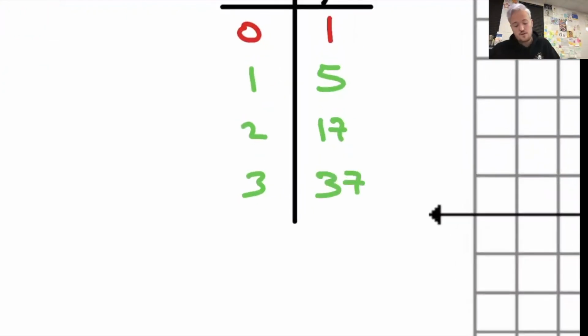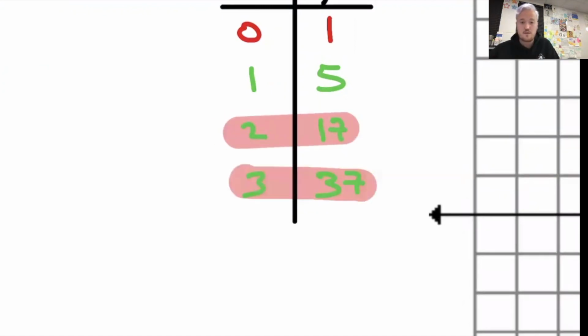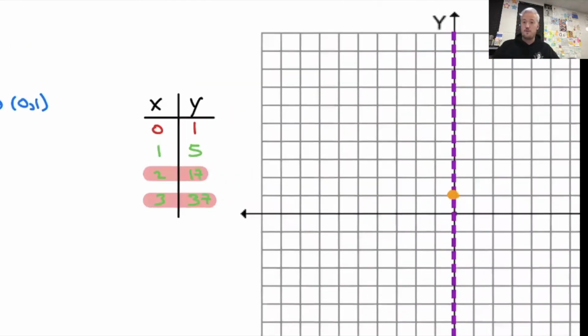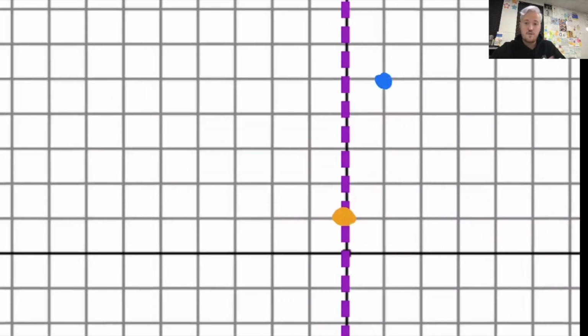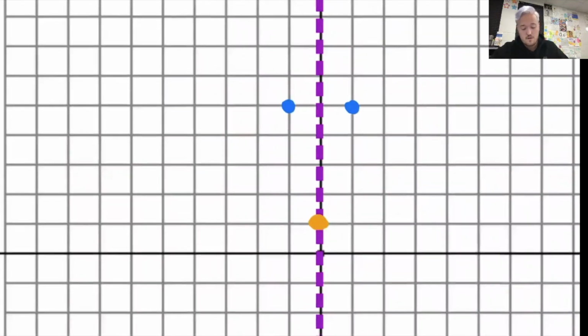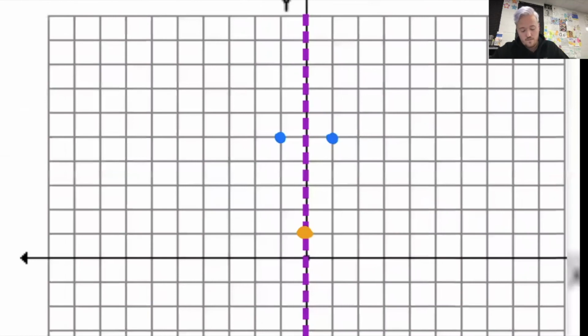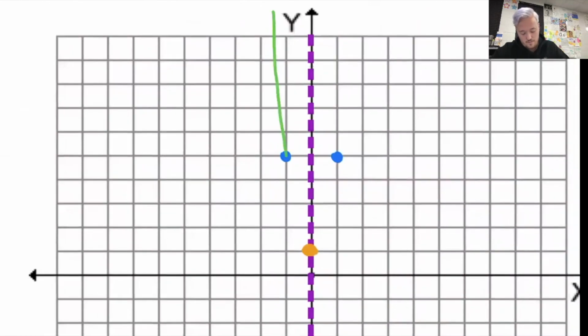All right, so notice how, because we're on a 10 by 10, 2 of these points are not going to be able to be graphed. So we can only graph one other point. So I'm going to plot a point at 1, 5. Then I want to find the other side, so I'm going to reflect it over the y-axis. And then you want to draw your parabola.